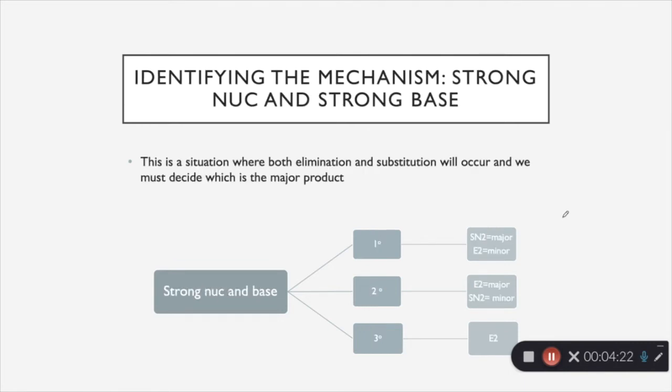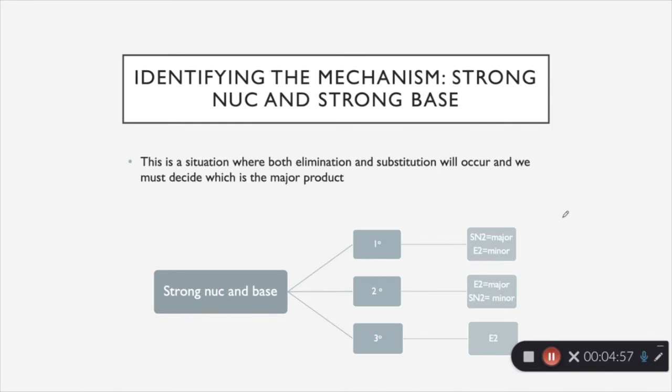Now we're going to talk about whether it is an elimination or substitution if the reagent is a strong nucleophile and a strong base. And so this is a situation where both products will occur, and we need to decide what the major product is. So if we have a strong nucleophile and a strong base, and we have a primary substrate, SN2 is going to be the major product. And again, this is because of the kinetic effects. SN2 always favors a primary substrate, and E2 would be the minor product.